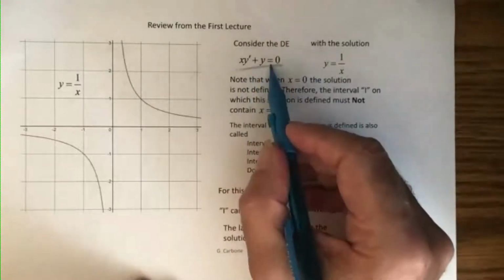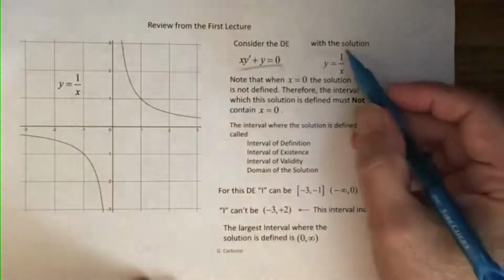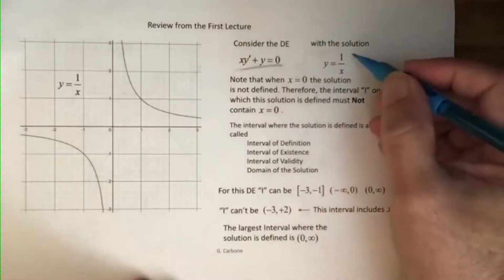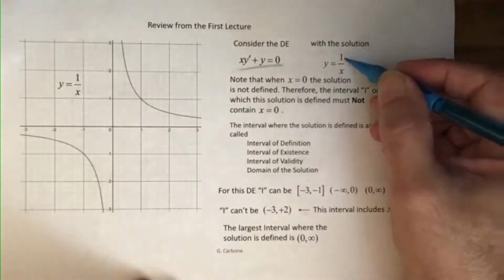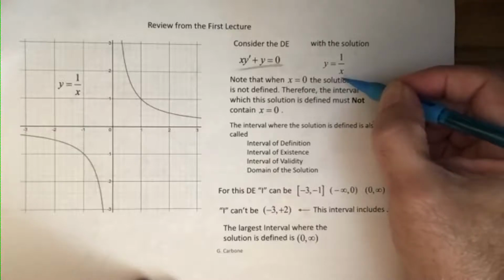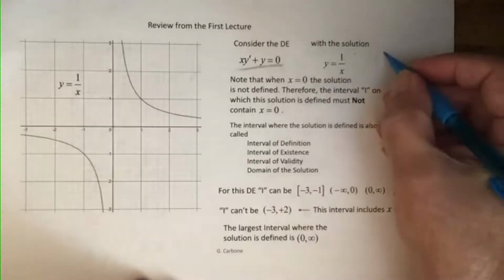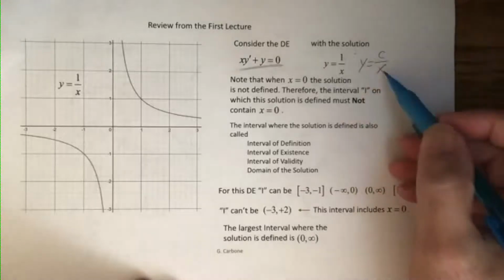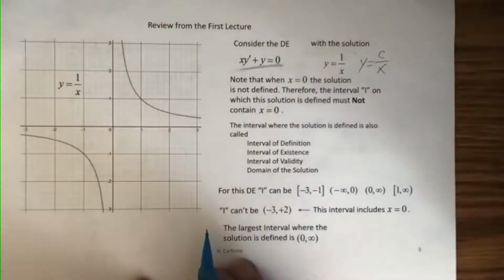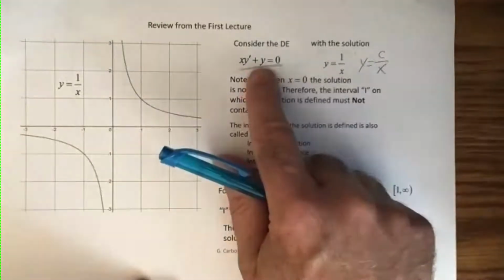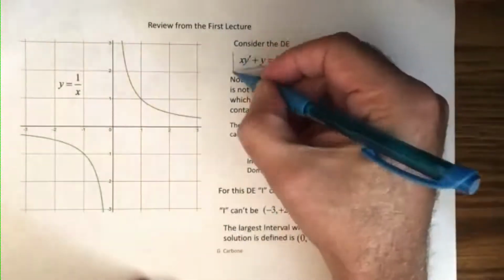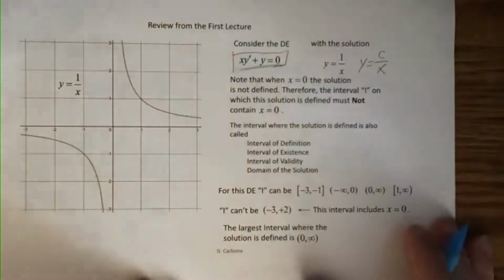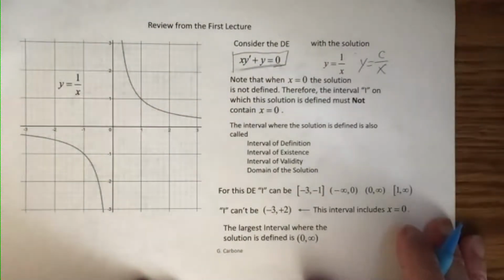This is a separable differential equation, right? And one of the solutions to this differential equation is 1 over x, right? And there's a whole family of solutions. Any value of c would be a family of solutions that would satisfy this differential equation. So we just solved this differential equation by using the method of separation of variables.